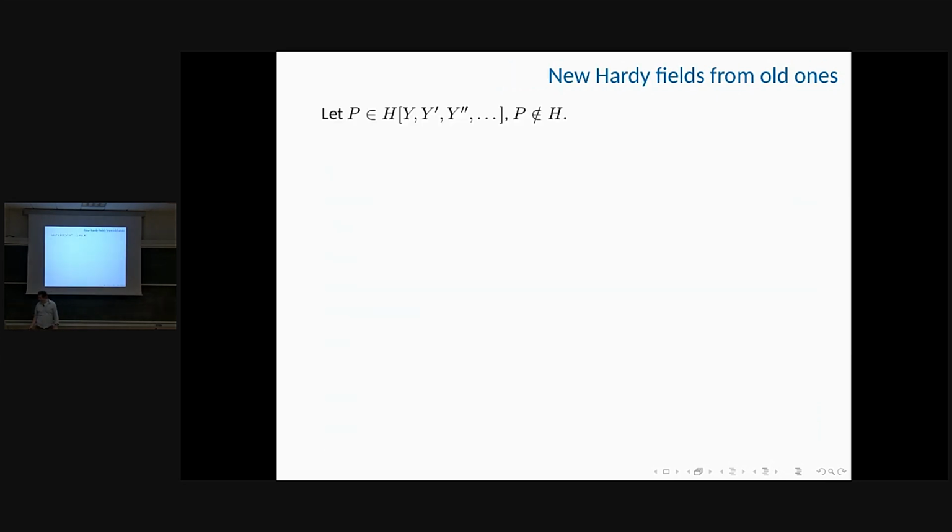Okay. All right, so now how do you construct new Hardy fields from old ones? Well, a general way to do this is to try to solve a differential equation, analyze this solution, and hope to adjoin it to a Hardy field that you already have. So a systematic way to do this is, okay, you take a polynomial. H is my given Hardy field. I take a non-constant polynomial in the variables y, y prime, y double prime, etc.